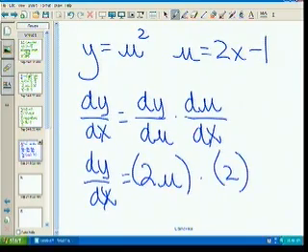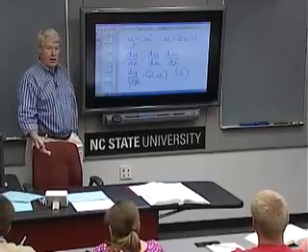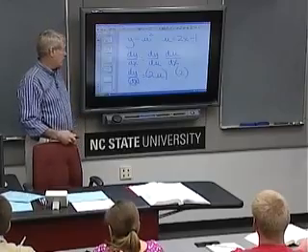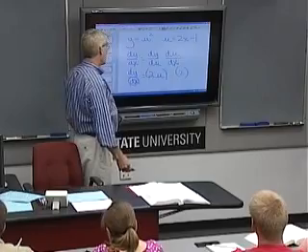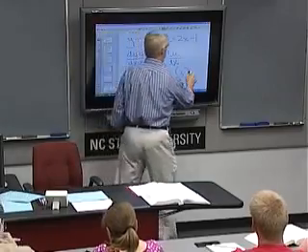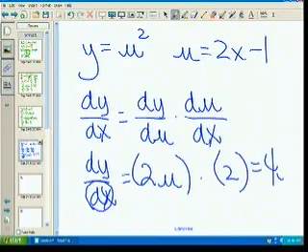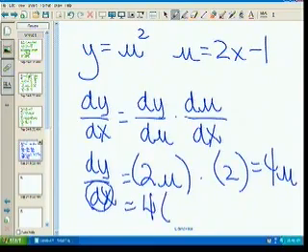Now, this is a little bit of a problem, the fact that we would like our answer in terms of x with respect to x, or in terms of x. Those are kind of synonymous. And we have an answer in terms of u. So, in fact, our answer is 2u times 2. But if you want to rewrite it in terms of x, then we just make a substitution.